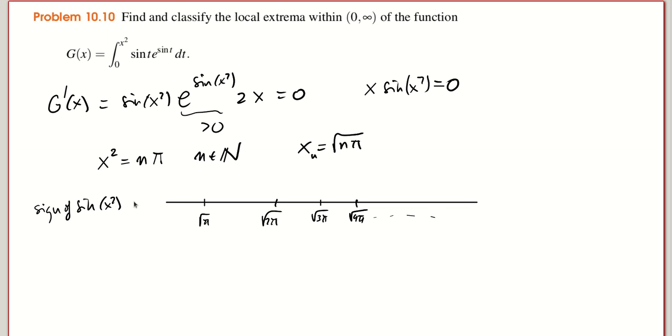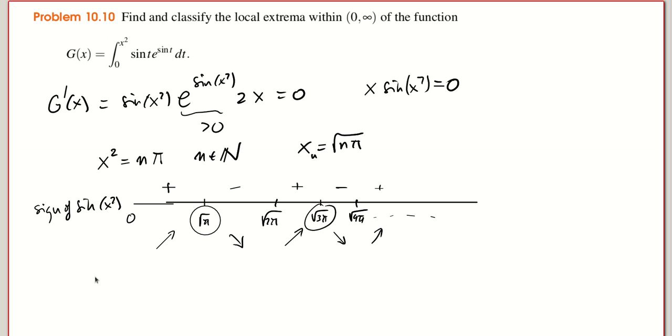Then between 0 and square root of pi, the sign of the function is positive. Then between square root of pi and square root of 2 pi, the function is negative, then positive, then negative, then positive, etc., right? So here the function grows, decreases, grows, decreases, grows, etc. So these are maxima with odd number here, and the others are minima.